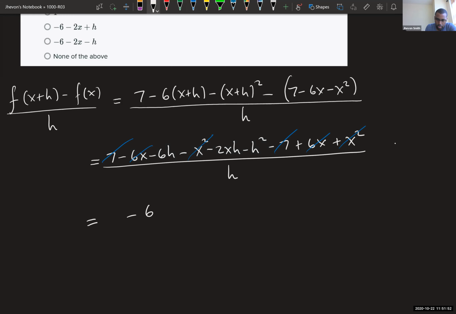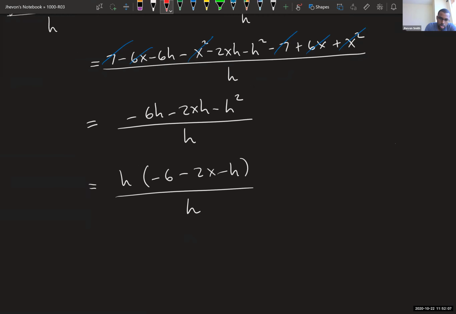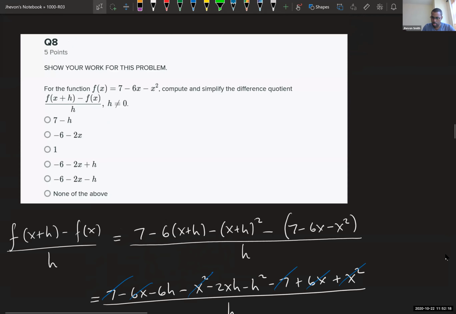So now I have minus 6h minus 2xh minus h squared all over h. Want to simplify this, can't cancel across sums. I would factor out a common h. These guys would cancel. And so I'd be left with minus 6 minus 2x minus h. And that's this option here.